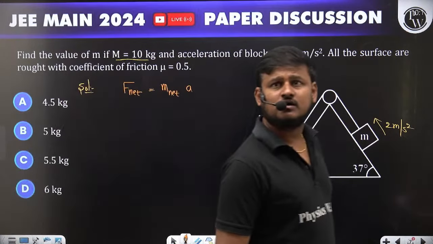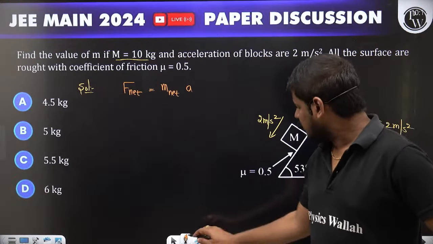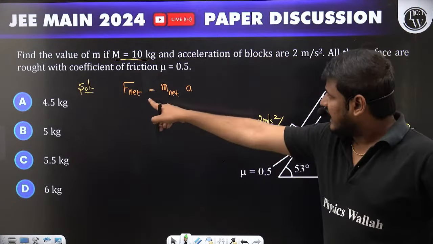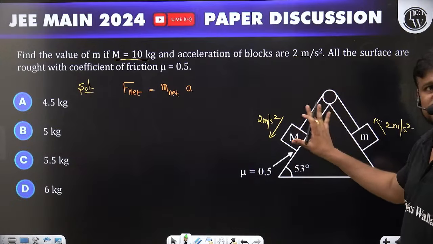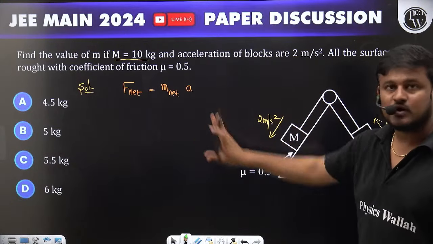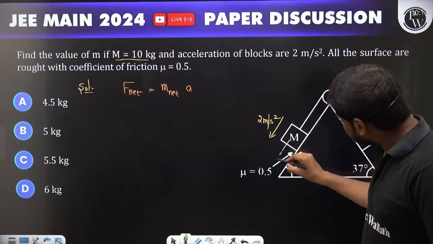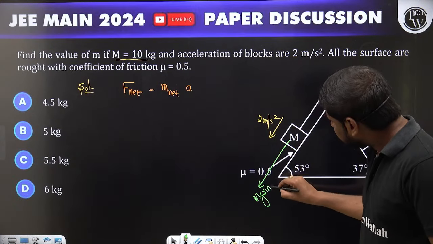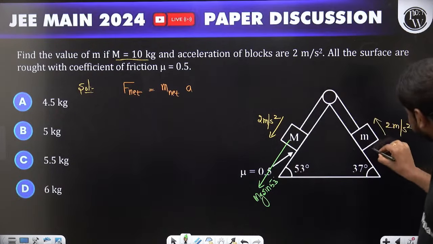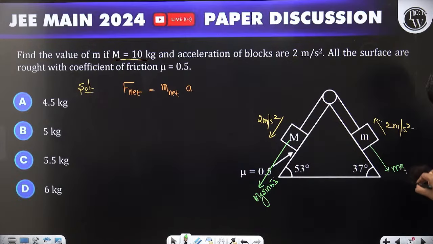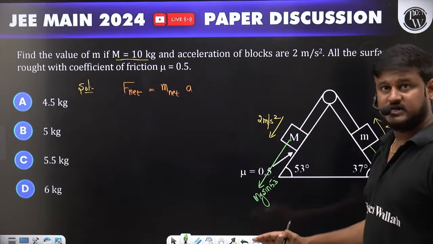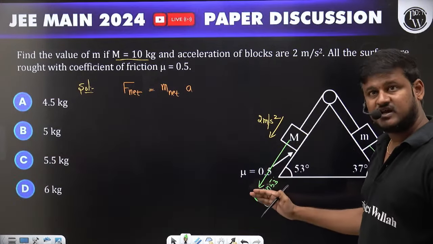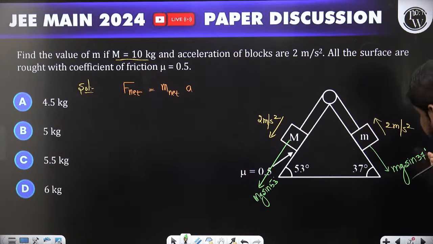Okay, so here I can write the whole forces which are acting on these objects in this form. What are the net forces that are acting? You know that on this side mg sin 53, and this side mg sin 37. This is capital M and this is small m. On the inclined plane, the sine component of the weight will come. And here, this side mg sin 37.